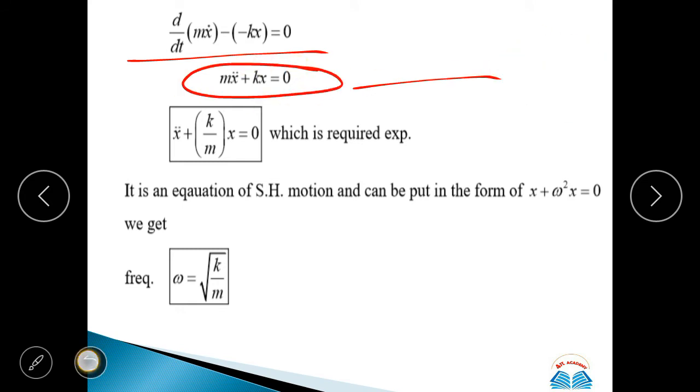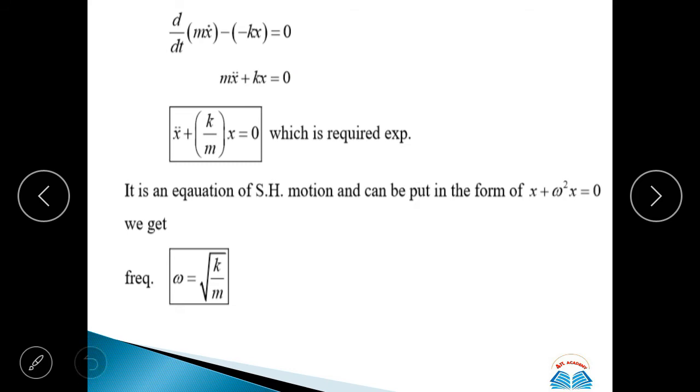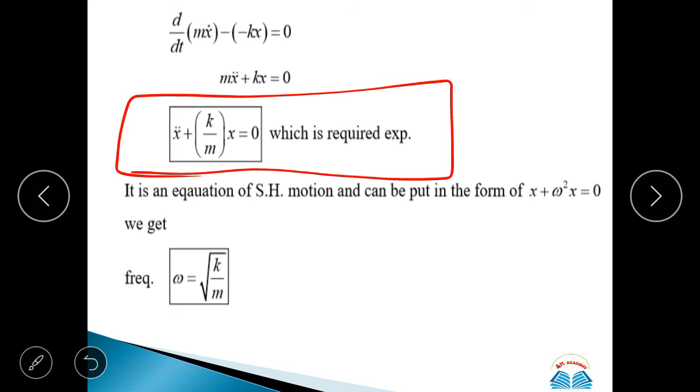If we just move this m beneath the k, because k and m are both constants, we try to keep all the constants in the same place. So we get x double dot plus k x upon m equals 0, which is the required equation of motion of that spring mass system.